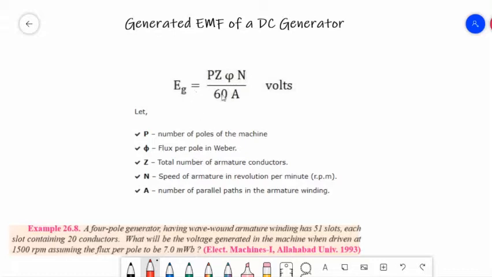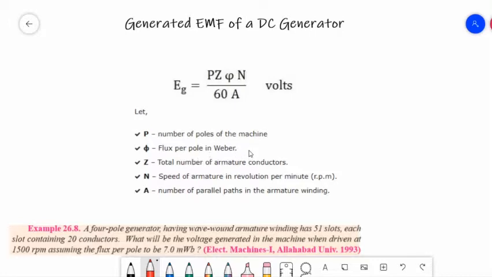EG will be equal to P Z flux multiplied by N divided by 60A, where P is the number of poles of the machine. This number of poles will be even numbers, north-south, north-south. Phi is the flux per pole in Weber.